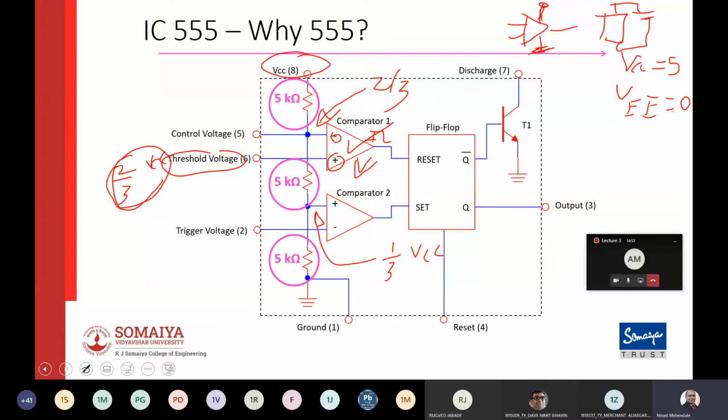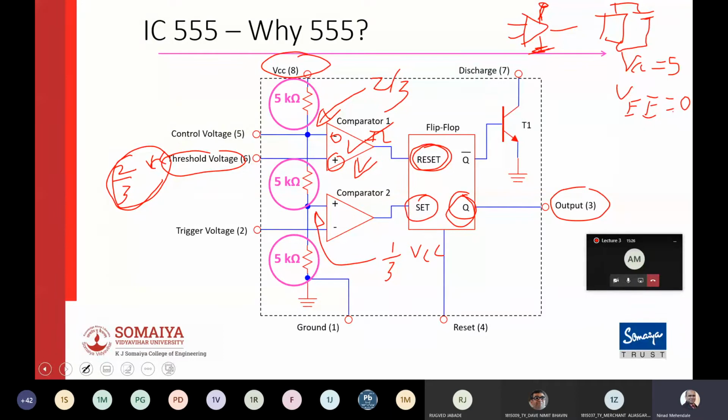As soon as this op amp goes high, there is a flip-flop, which we are going to see soon. A flip-flop is a digital circuit in which, when we give a voltage at the reset pin, its output goes low, and when we give a voltage at its set pin, its output goes high. So that is why it is called a flip-flop. It can change between high and low, and this particular output is given to pin number 3.